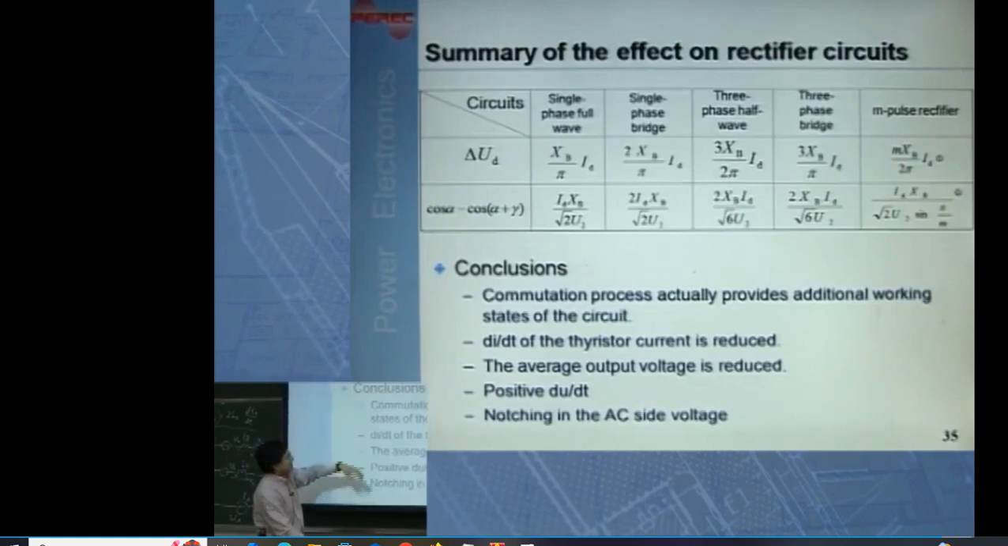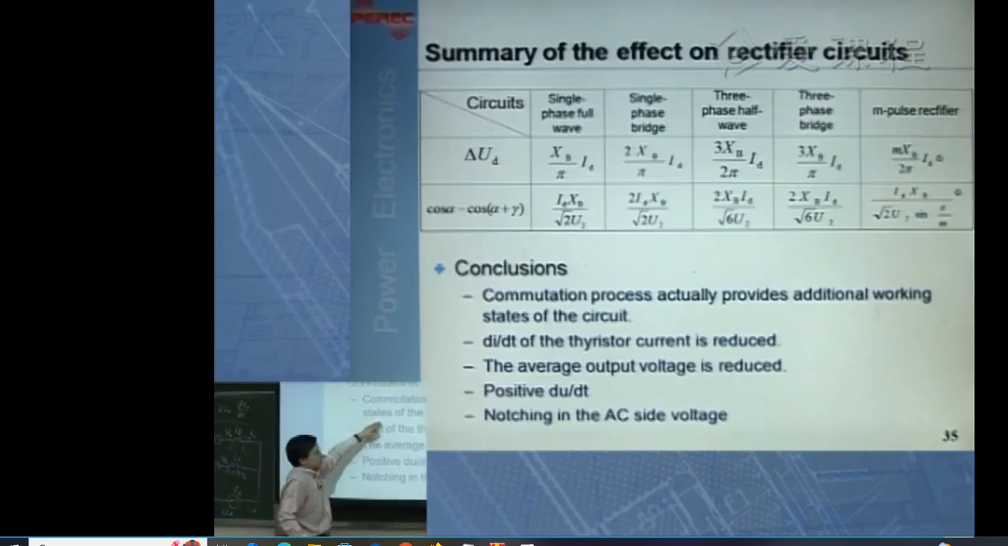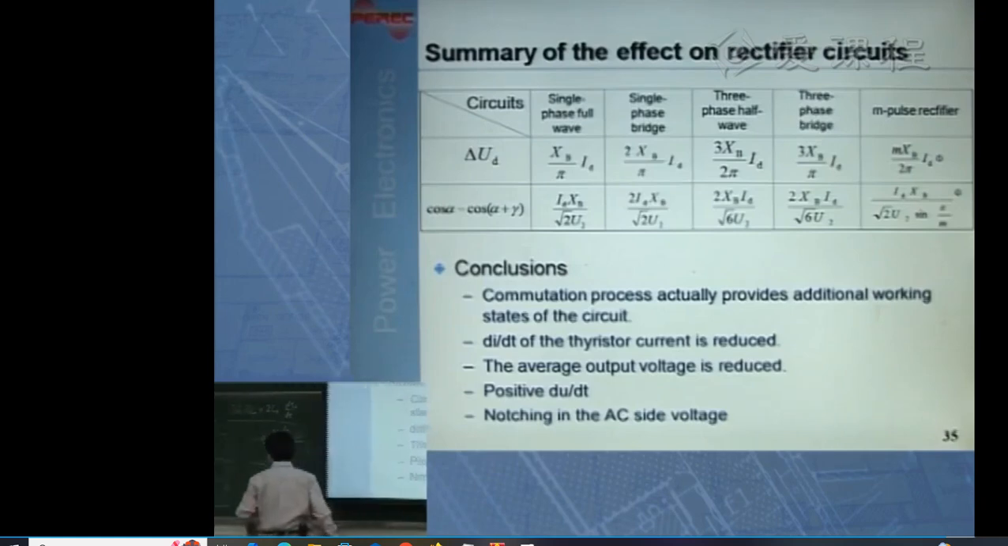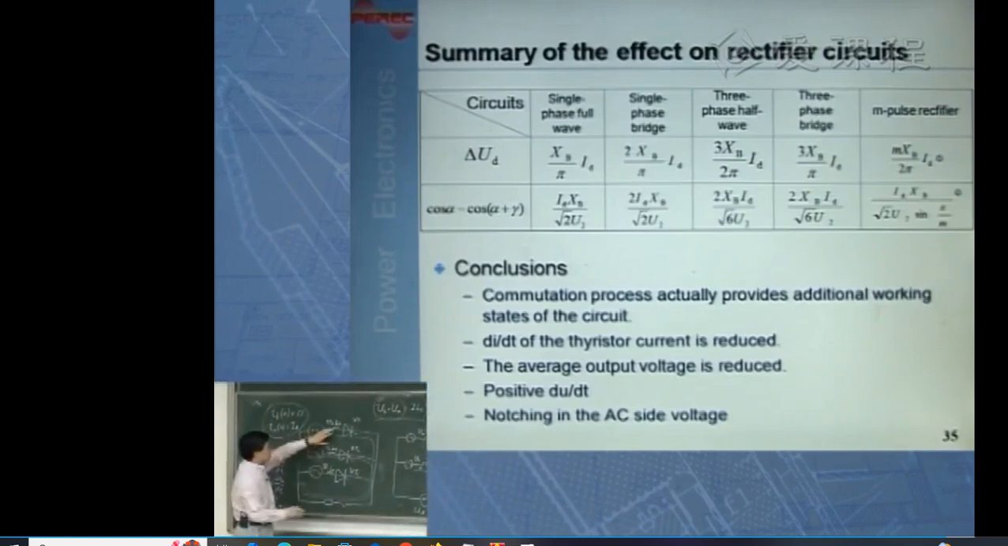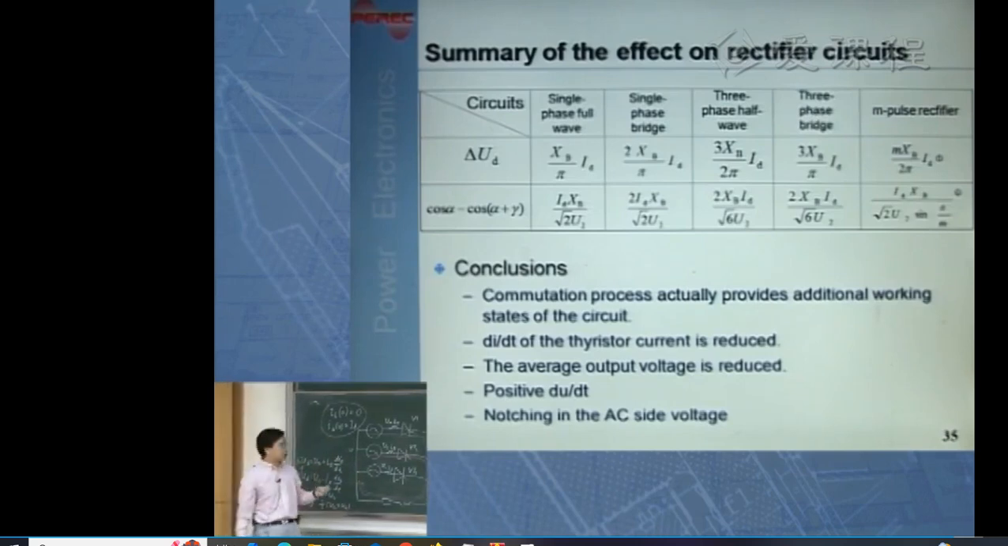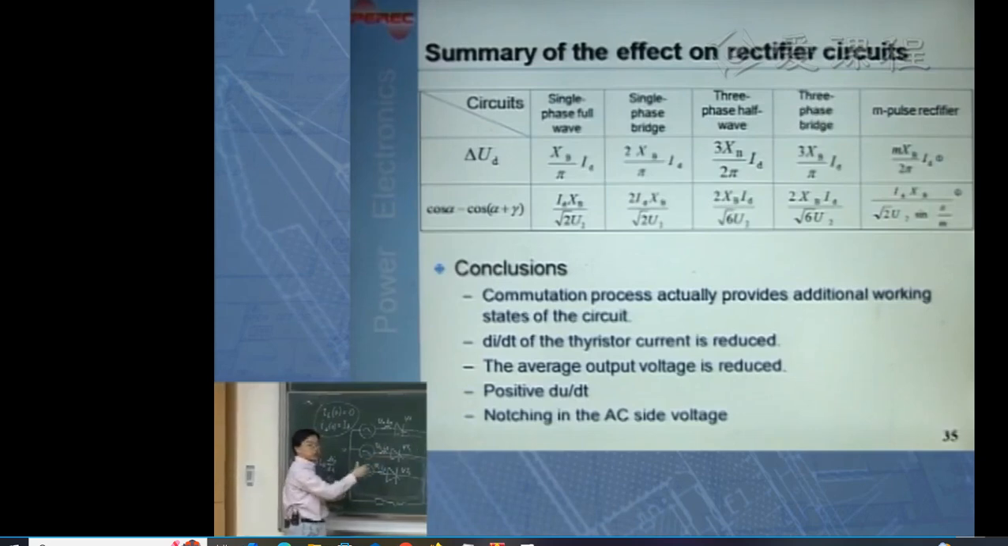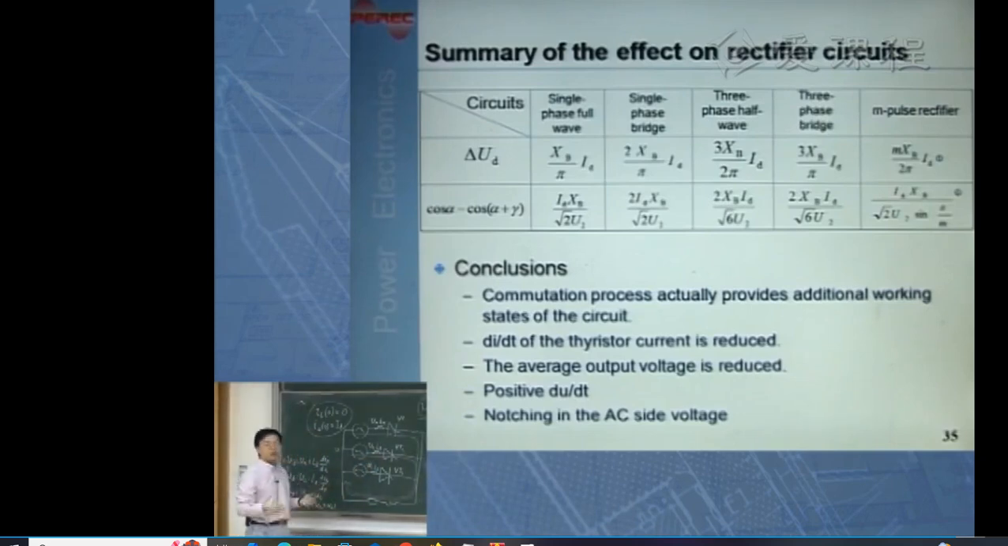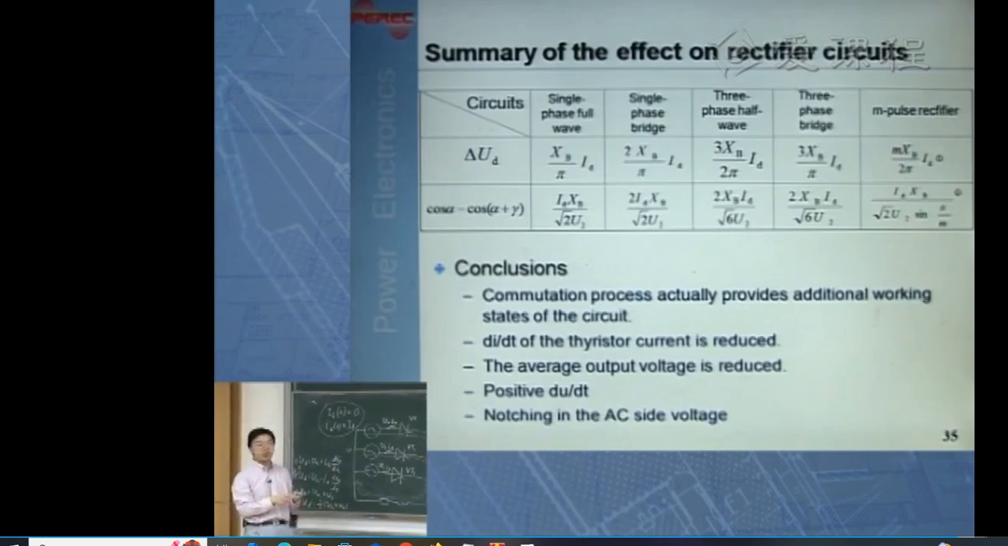And then you have a conclusion here. Commutation process actually provides additional working states of the circuit. How do we understand that? If we do not consider this leakage inductance, then the switching states of this three-phase half-wave circuit will be only 3 states: either VT1 conducting, or VT2 conducting, or VT3 conducting. Just these 3 possible states. But when you consider this leakage inductance and this commutation process, then you have another 3.